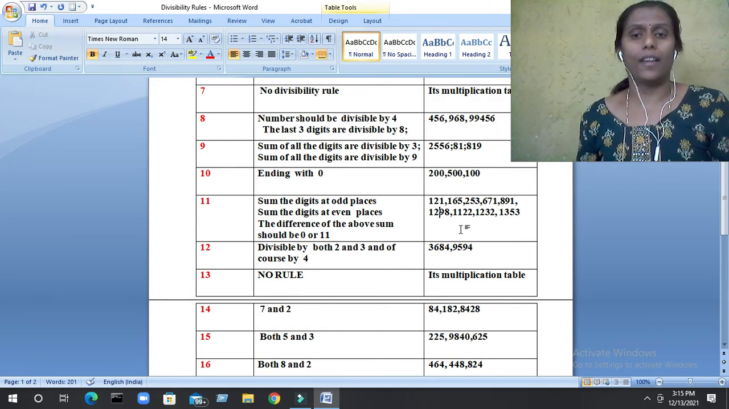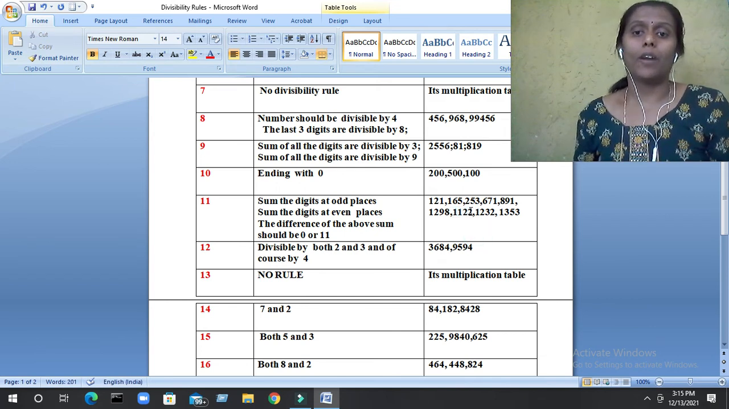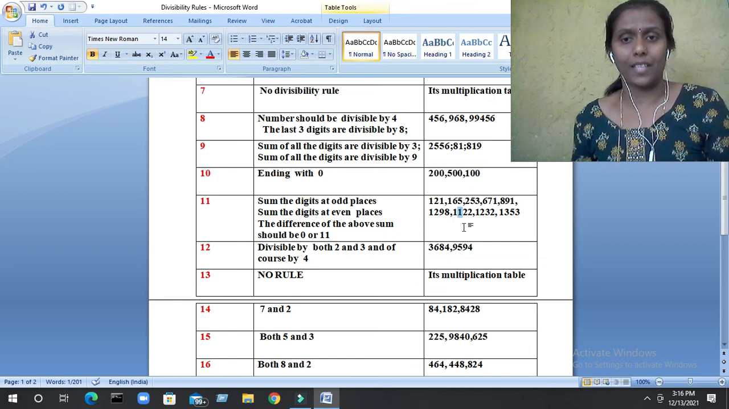11, 22. This one, what I am highlighting here, 1, 1, 2, 2. So here the odd places are 2 and 1, and the even places 2 and 1 again, right? The first place and the third place, 1 and 2, which is 3. And again at the even places, the second place and the fourth place, 2 and 1, which is 3. 3 minus 3 is 0.